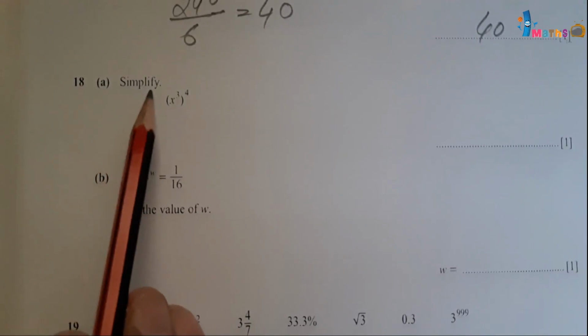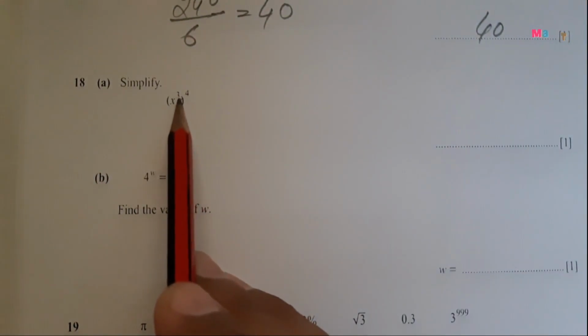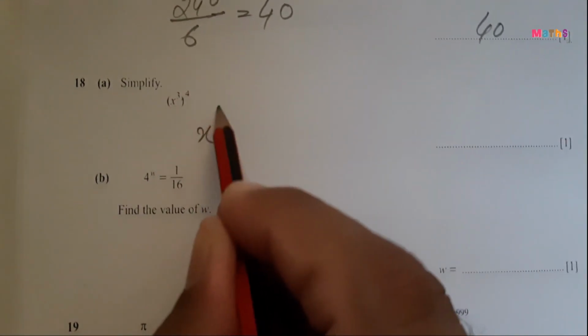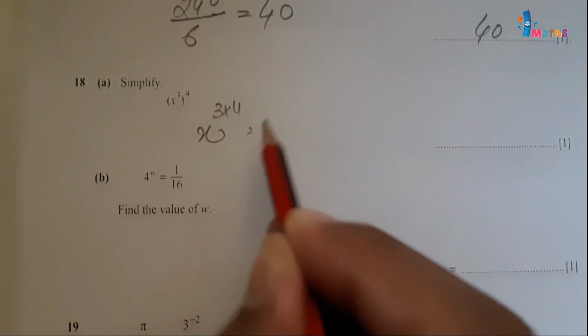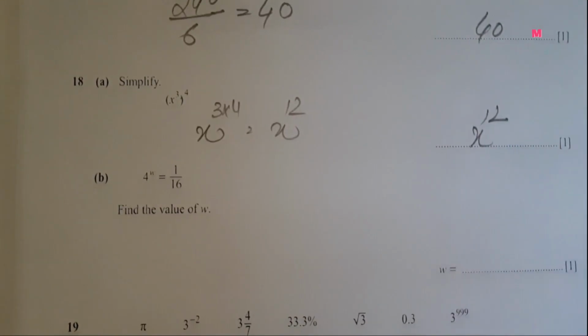Question number 18, simplify x raised to power 3, whole raised to power 4. So for a power of a power, the powers will be multiplied. So x raised to power 3 into 4, which will be equal to x raised to power 12. So our answer will be x raised to power 12.